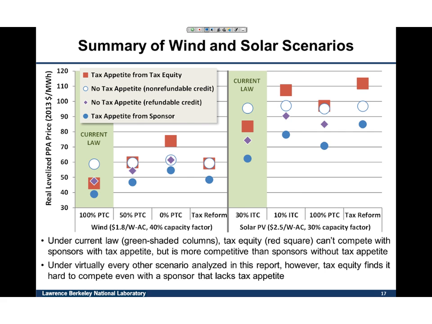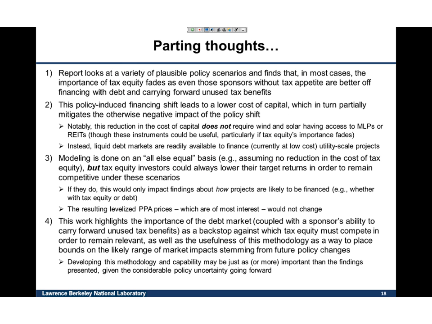One thing that's important to note is that much of the modeling analysis presented in this report has been done on an all else equal basis, assuming in particular that tax equity investors are unwilling to reduce their target rates of return or hurdle rates in response to any of these scenarios. But it could be that tax equity investors may very well be willing to accept a lower rate of return under some of these scenarios in order to remain competitive. If this were to occur, however, it would really only impact findings about how projects are financed. In other words, whether with tax equity or with project level term debt. It would not really impact the resulting levelized PPA prices, which are of most interest to the analysis.